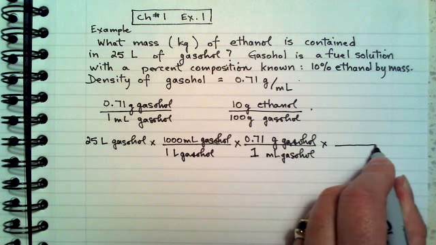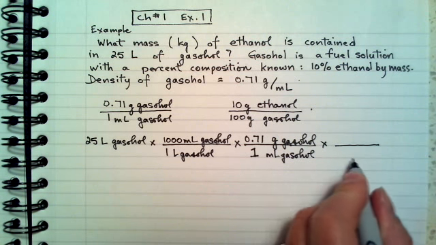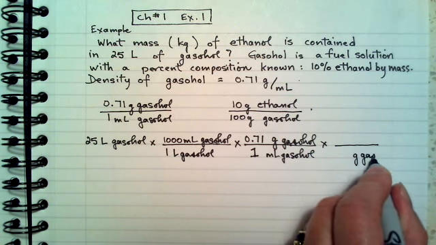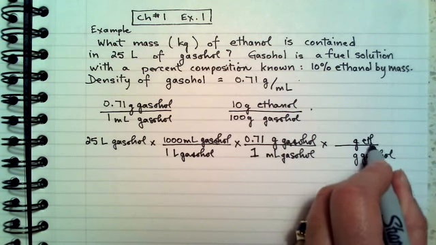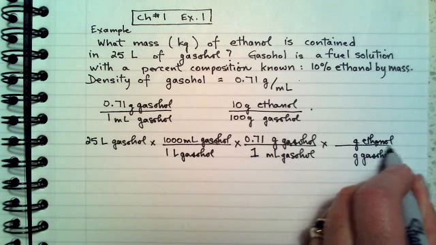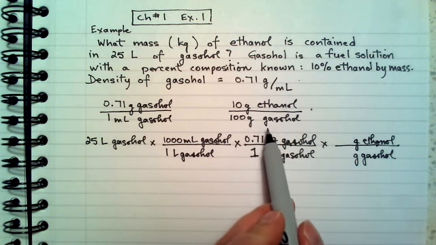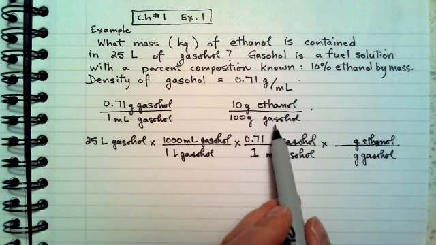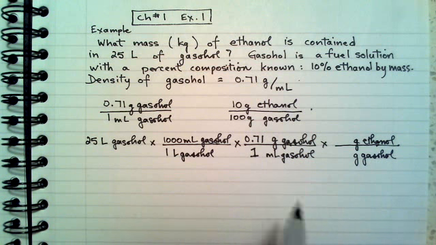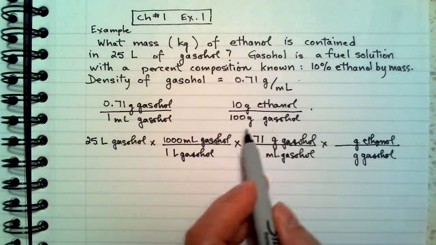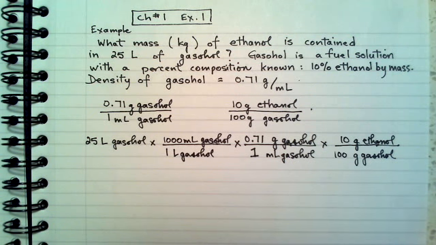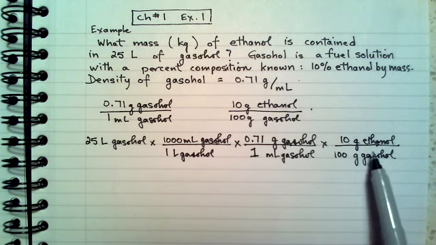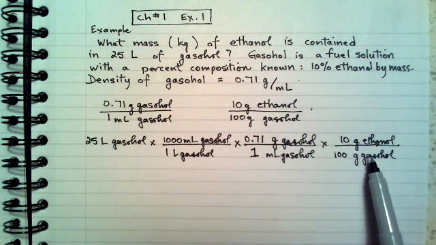And now I want to finally, or almost finally, convert grams of gasohol to a mass in grams of ethanol. And that's why this is called a conversion factor, because it allows me to convert between mass of this and mass of ethanol. Okay, so what are the numbers? In 100 grams, I've got 10. And so I see everything will cancel, and I will end up with an answer in grams of ethanol.